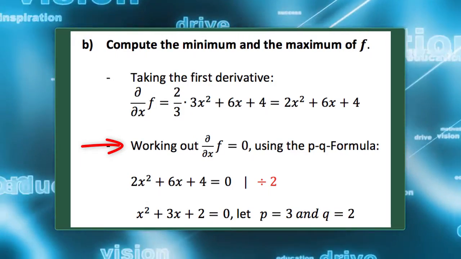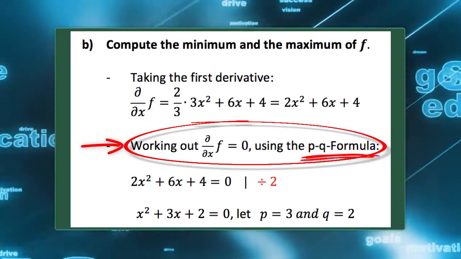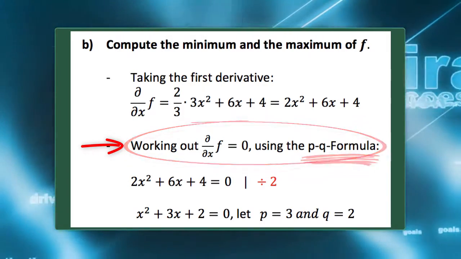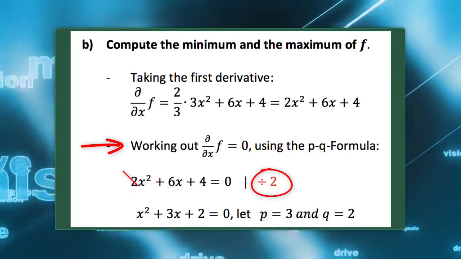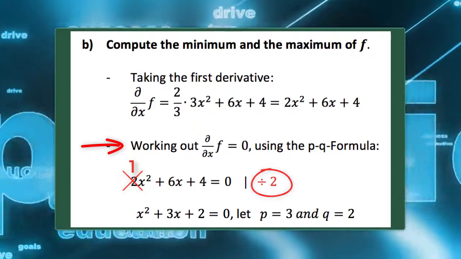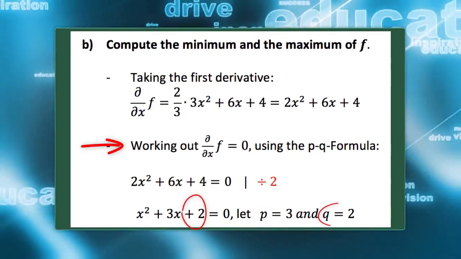Secondly, we will set the derivative equal to 0 and solve using the PQ formula. Then we're going to divide the whole equation by 2 to make sure the coefficient of x squared is equal to 1, and identify p equals 3 and q equals 2.